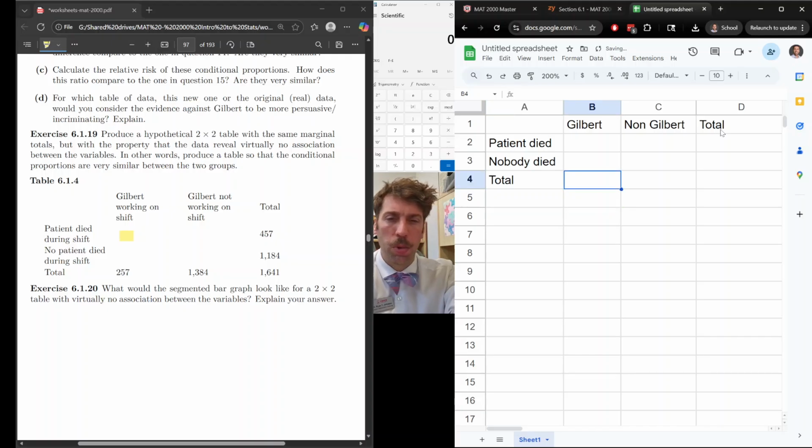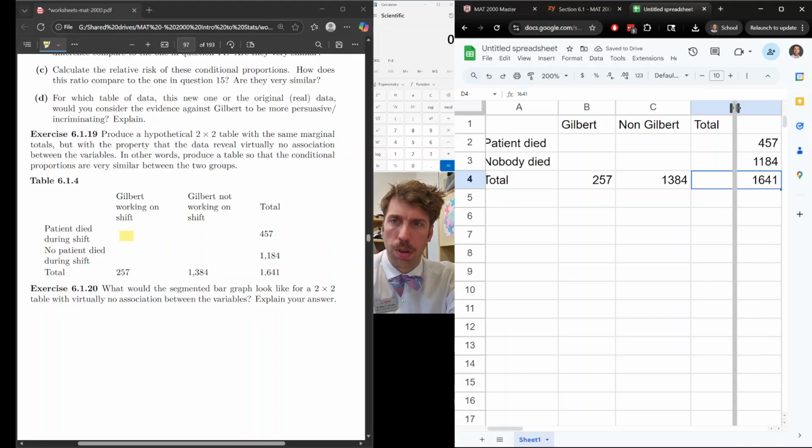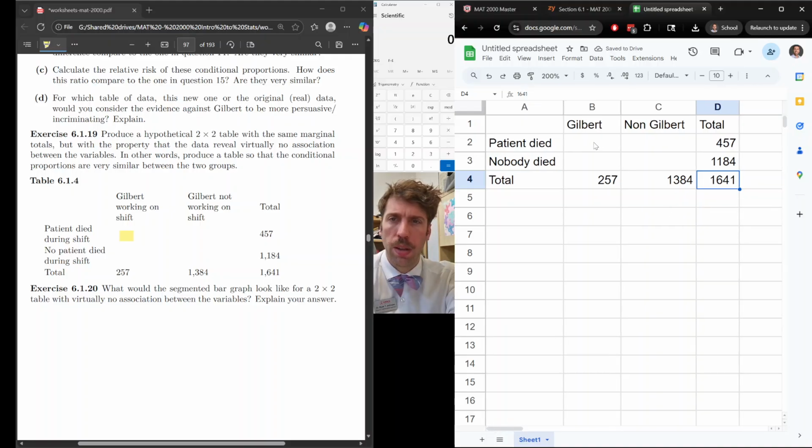Now, fill in the numbers we know. 257, 1384, 1641, and 457, and 1184. Let's make that smaller so it all fits in there. Okay. Then make this just a guess number for right now. Like I'm going to pick a dumb guess, like 100.